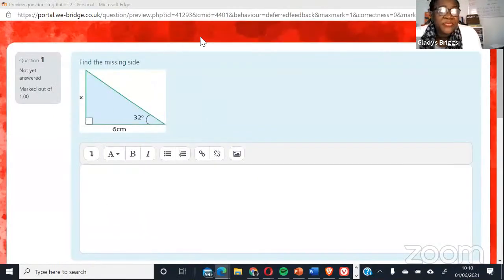Now this one is a different question, yeah. It's not asking you to find the angle, it's asking you to find the missing side. And you have to know the difference between the two, okay? How the two of them are solved, you have to know the difference between the two. So here's how to do it.